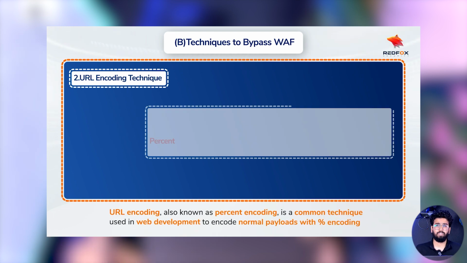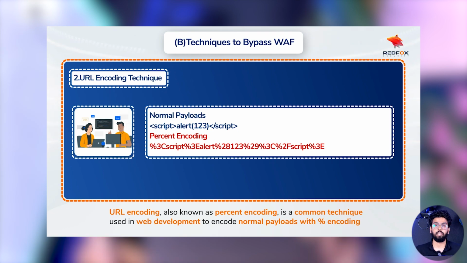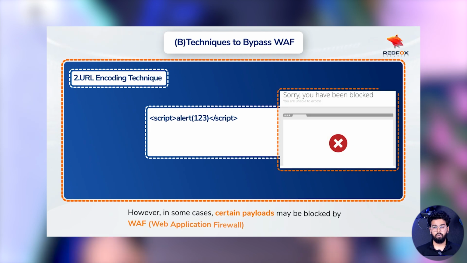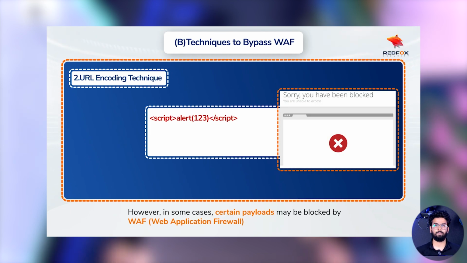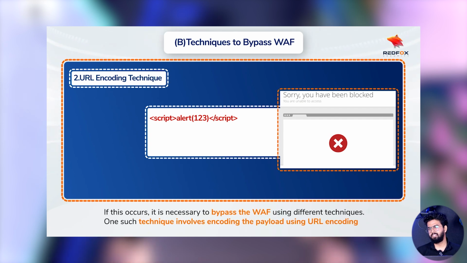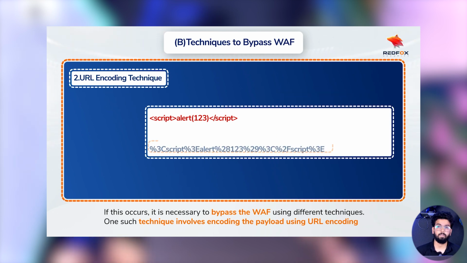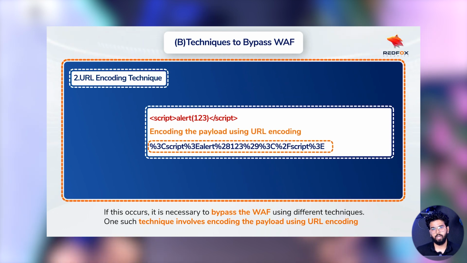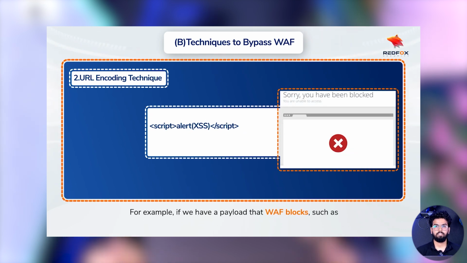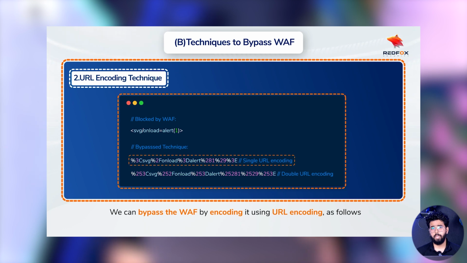URL encoding, also known as percent encoding, is a common technique used in web development to encode normal payloads with percent encoding. However, in some cases, certain payloads may be blocked by web application firewall. If this occurs, it is necessary to bypass the WAF using different techniques. One such technique involves encoding the payload using URL encoding. For example, if we have a payload that WAF blocks, we can bypass the WAF by encoding it using URL encoding as follows.